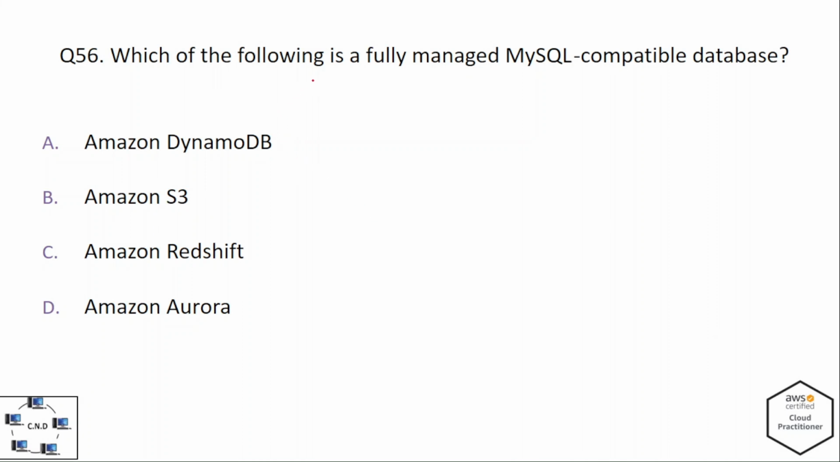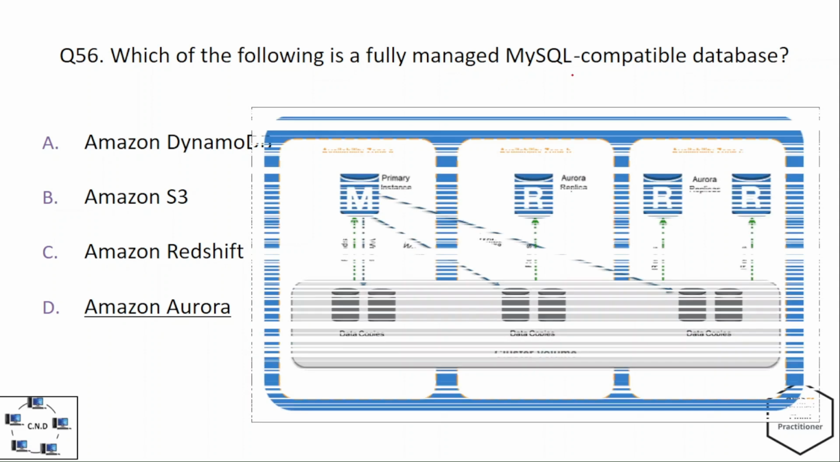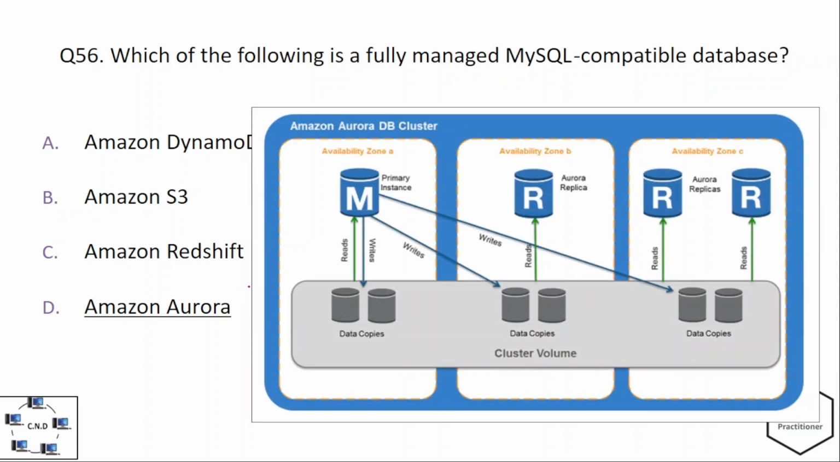Question number 56 is: which of the following is a fully managed MySQL compatible database? And the options are A. Amazon DynamoDB, B. Amazon S3, C. Amazon Redshift, and D. Amazon Aurora. And the correct option is, so DynamoDB is a NoSQL database, S3 is basically storage, and the correct option is Amazon Aurora, which is a fully managed MySQL compatible database.